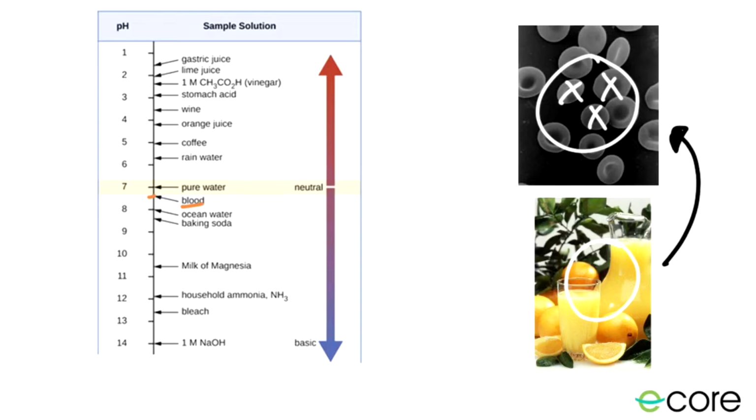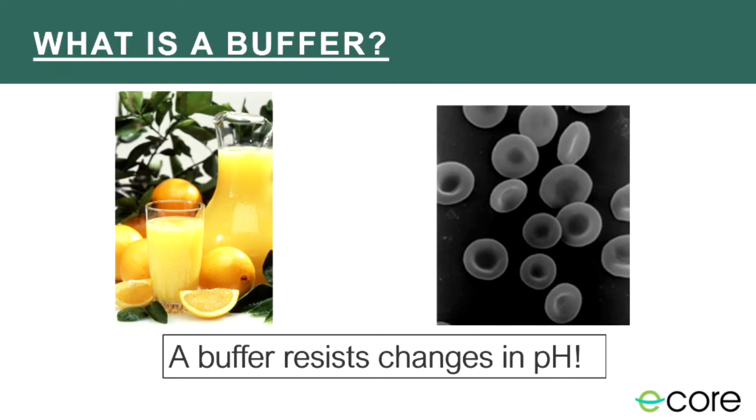And notice when we look at orange juice, it has a pH of just a little greater than 4. And so adding the orange juice to red blood cells is not going to be a good idea if you want to keep breathing. So what is your body going to do? Well, it turns out it uses a buffer. It uses a buffer in your bloodstream, and what that buffer does is it resists changes in pH.